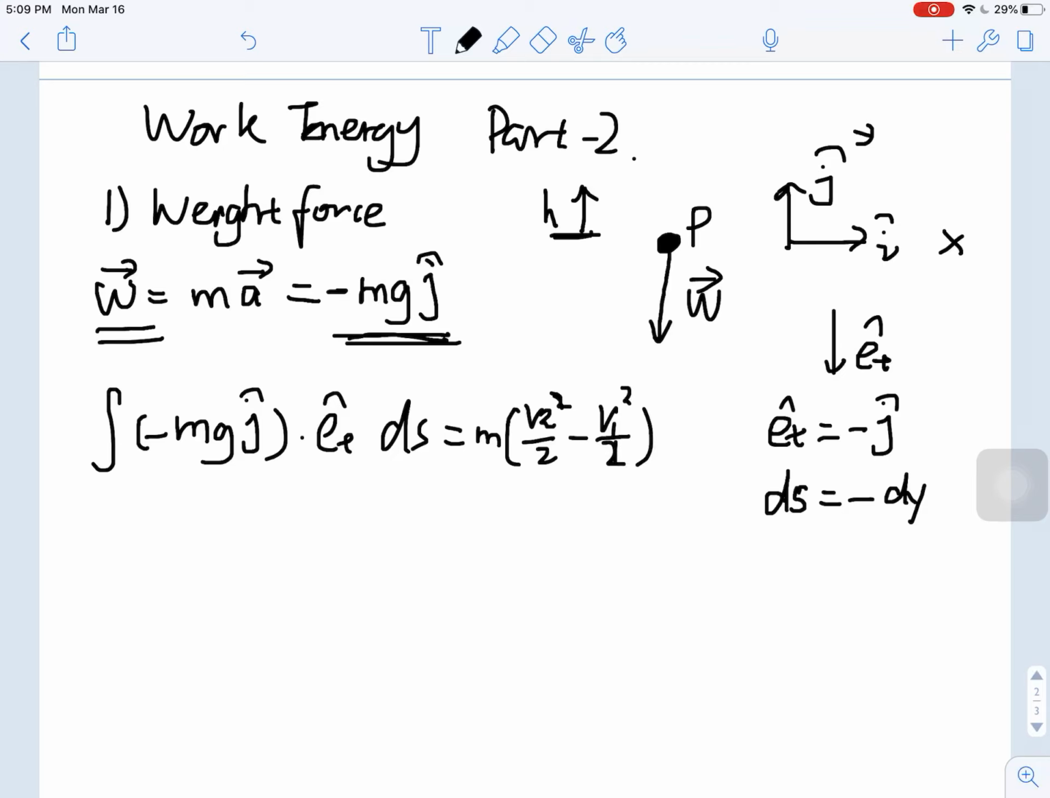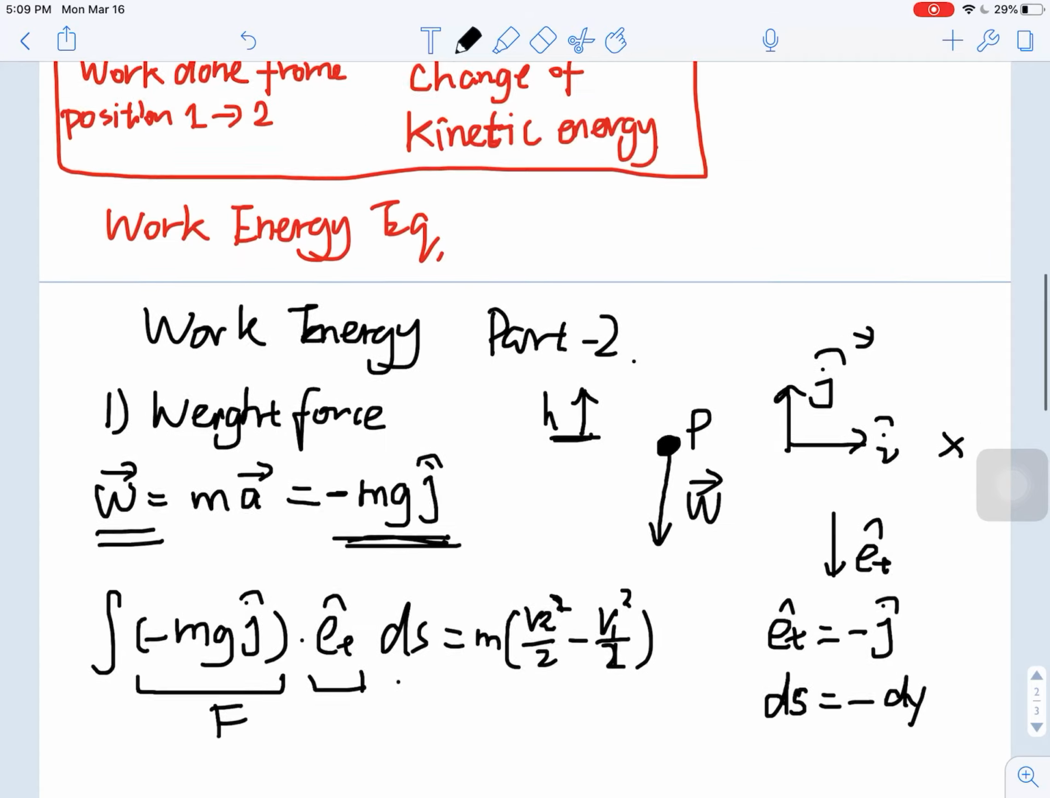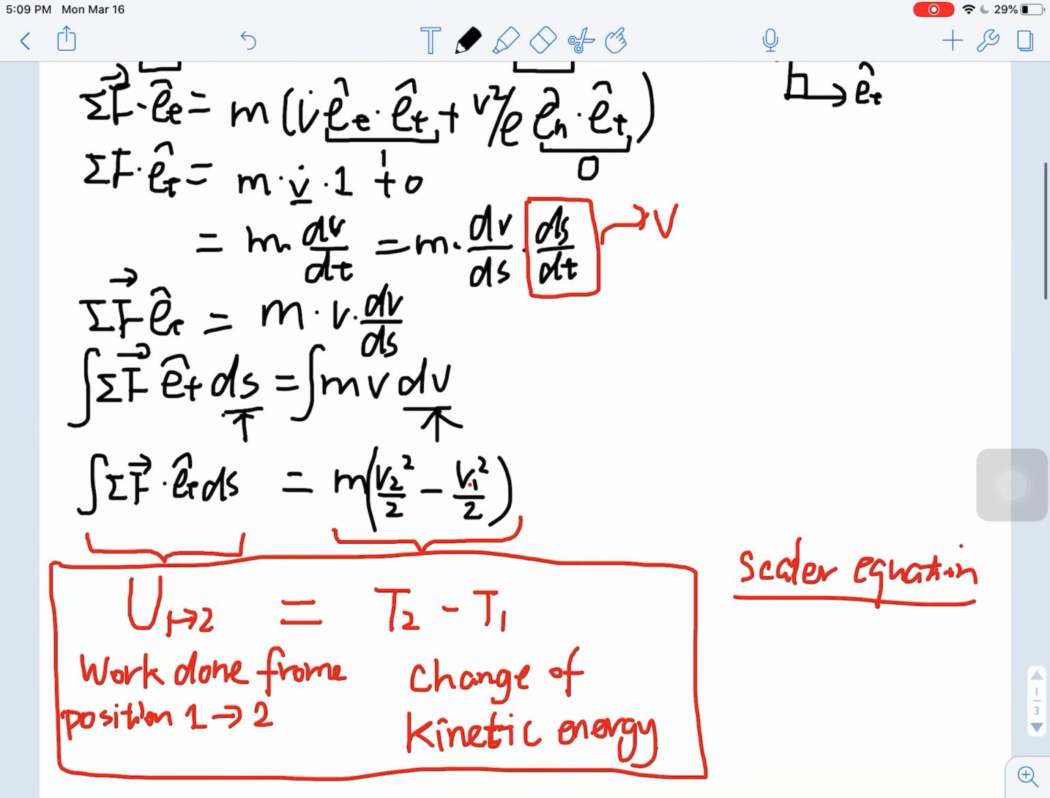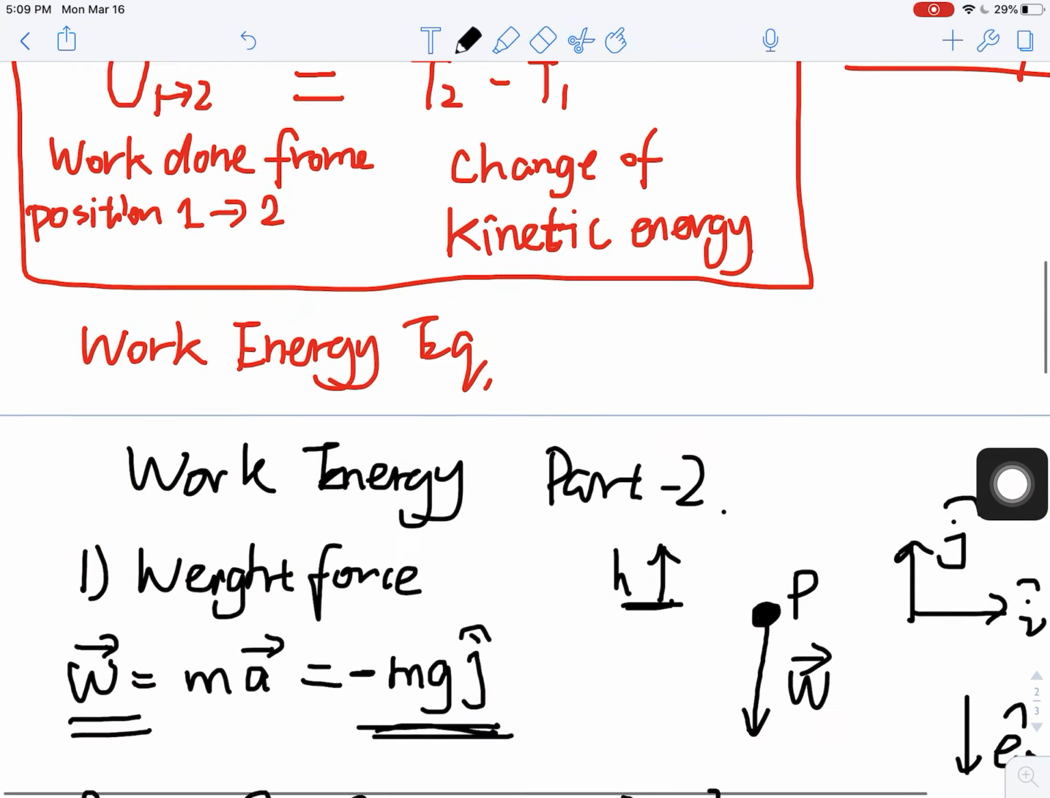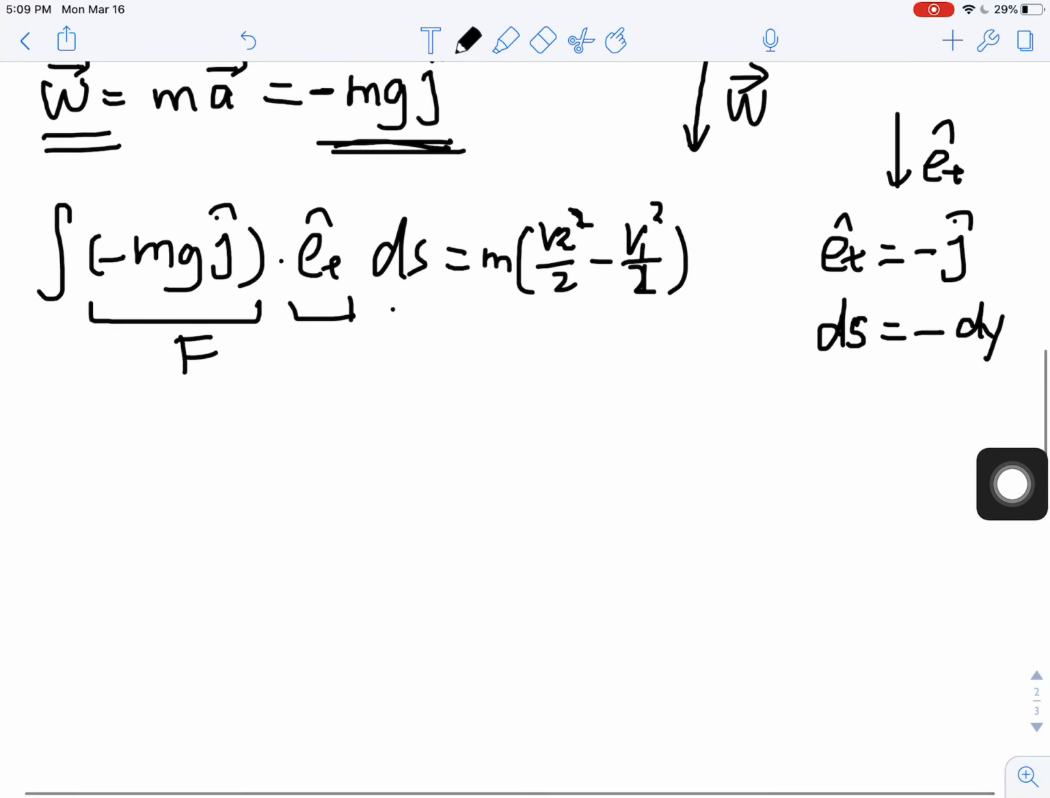Sorry about my writing. You may wonder where this comes from. This is our force, and this is our unit vector e_t and ds. That comes from the work energy equation: the sum of the forces dot e_t hat times ds on one side, and on the other side, m times v2 squared minus v1 squared over 2.